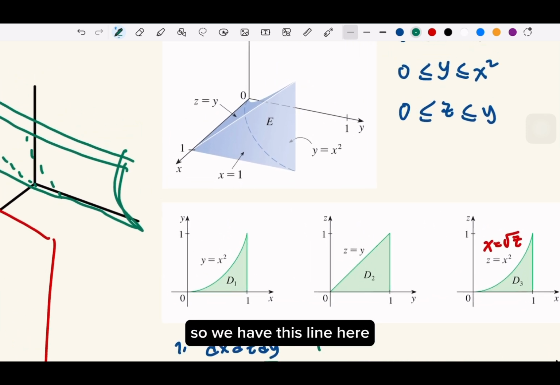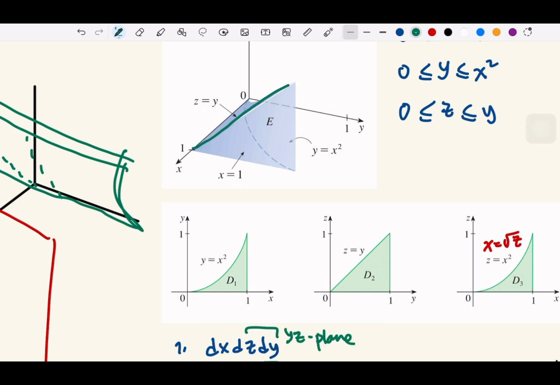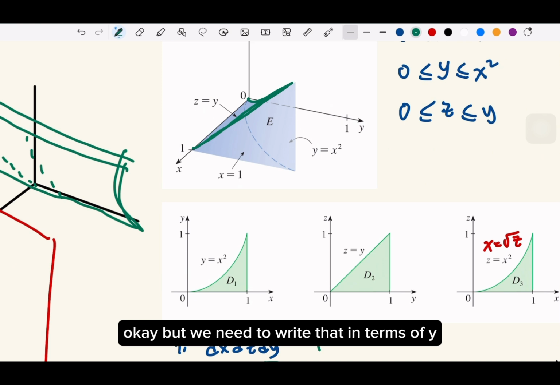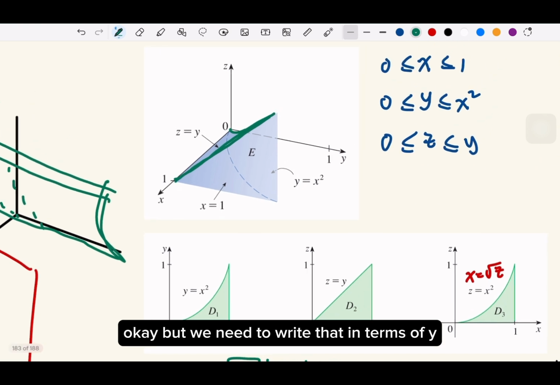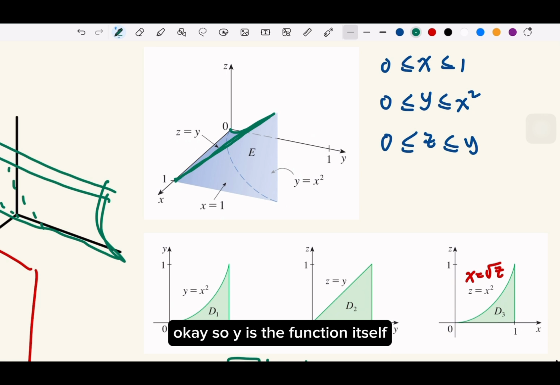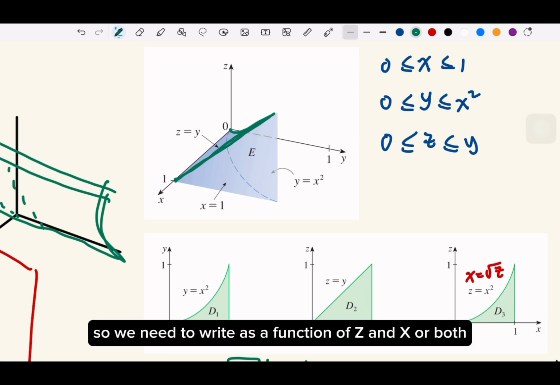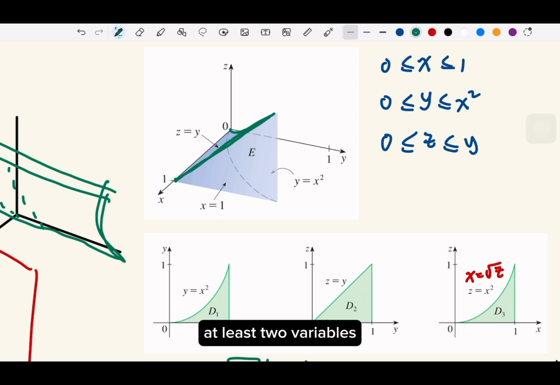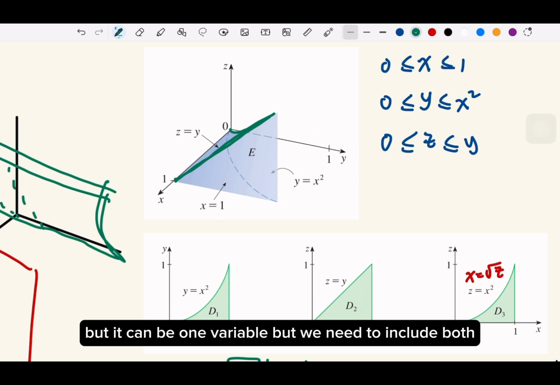So we have this line here, and we have this line. Okay, but we need to write that in terms of y. So y is the function itself. So we need to write it as a function of z and x, or both, at least two variables. It can be one variable, but we need to include both.